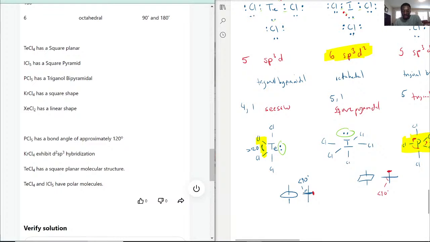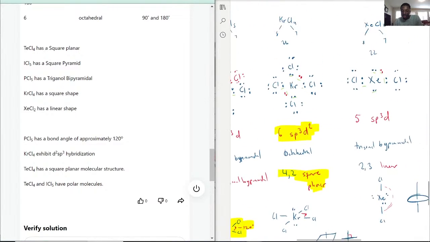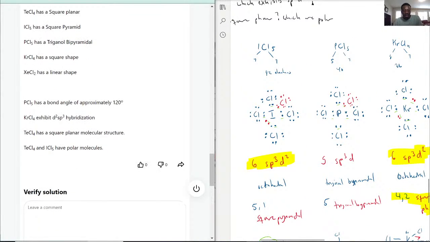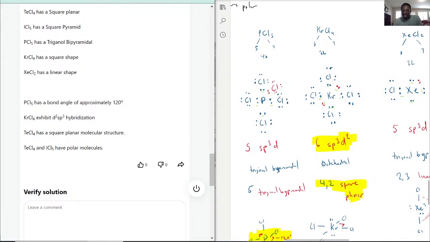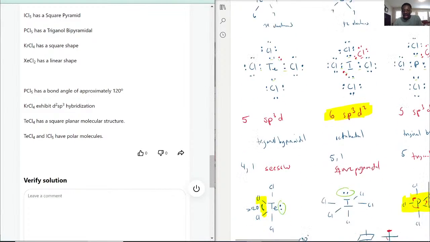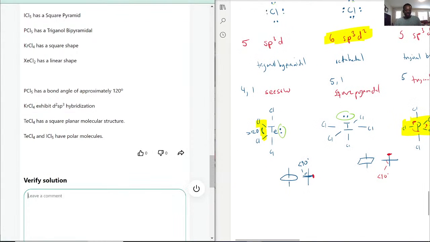KrCl4 exhibits that sp3d2 hybridization. But not only is it KrCl4, it's also the ICl5. And TeCl4 has square planar. That is correct. And whoops, no, that is not correct. It's the KrCl4, so that's incorrect. And TeCl4 and ICl5 are polar. That one is actually correct because of the lone pairs that don't cancel each other out there. So overall, this is incorrect, this is, I'll say, partially correct.